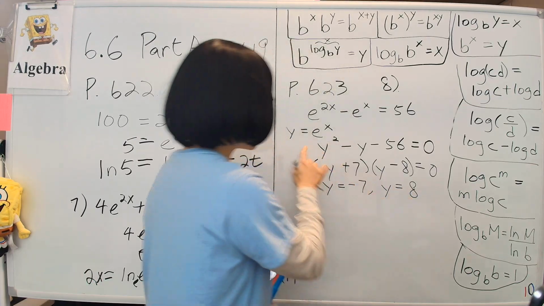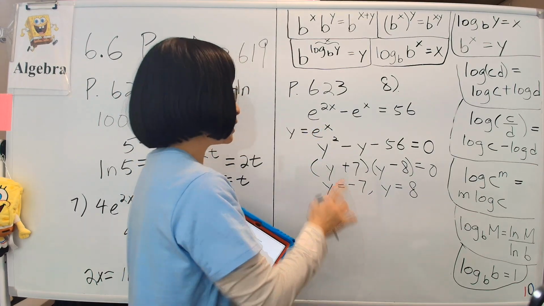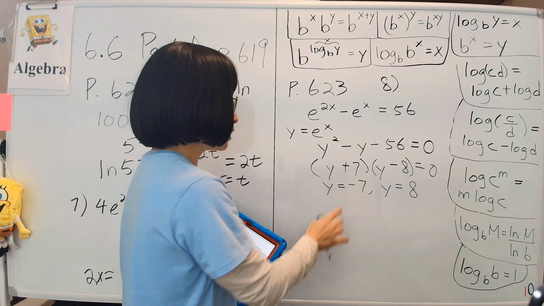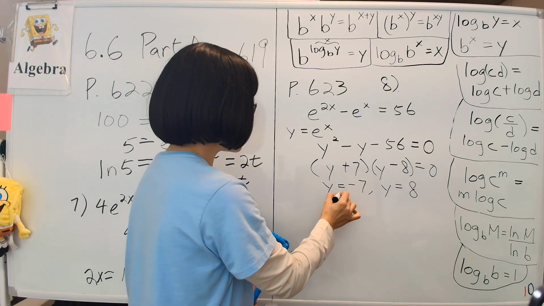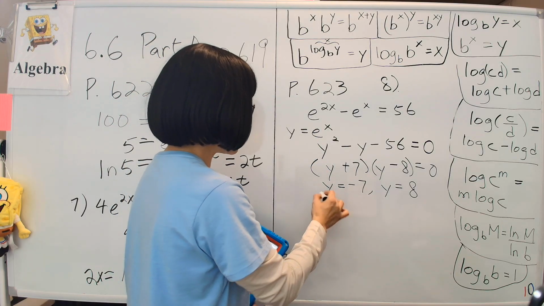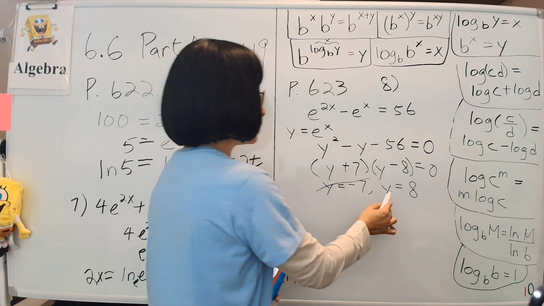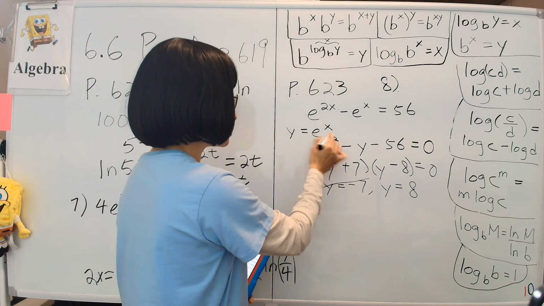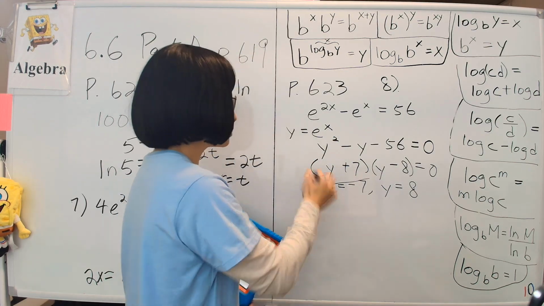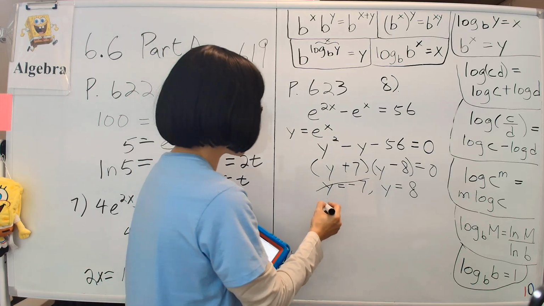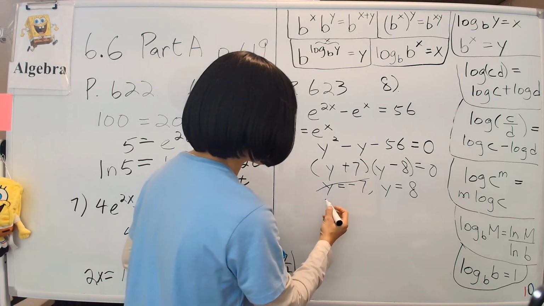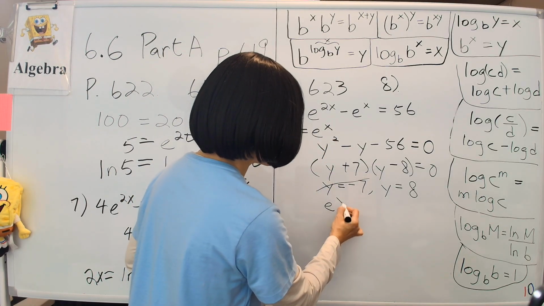Now, being that y equals e to the power x, it is always positive. So -7 is rejected, and y equal to 8 is the only one we can allow, because there's no way e to the power x is going to be negative. So e to the x equals 8.